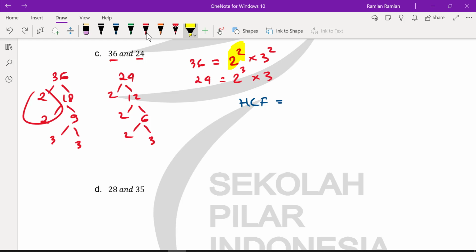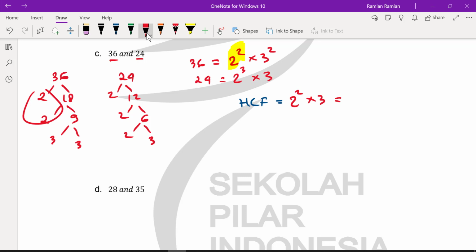So the lowest power is this one because this is 2 to the power of 2. Don't take this one because that's 2 to the power of 3. That's bigger, right? So that is 2 to the power of 2. But we're not done yet because we also have another prime factor, which is 3. This is also 3, but this is 3 to the power of 2, and this is 3 to the power of 1, right? Again, we are going to take the one that has the lowest power, which is this one over here. That's 3.